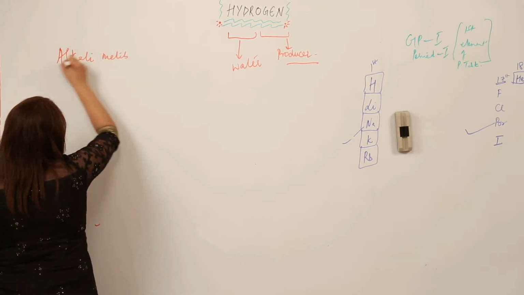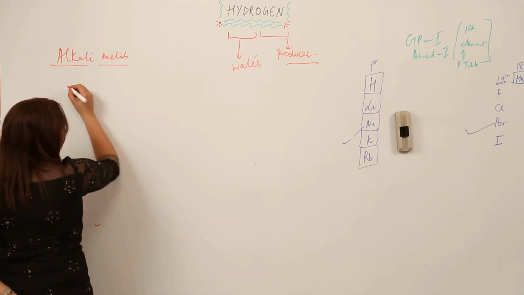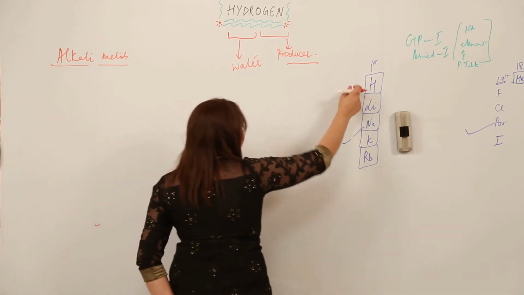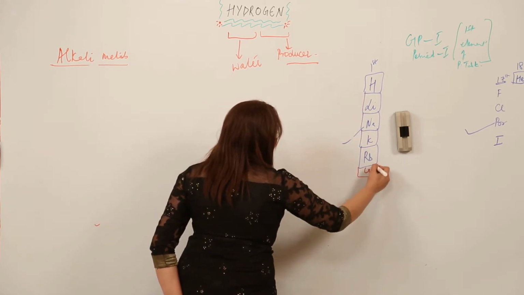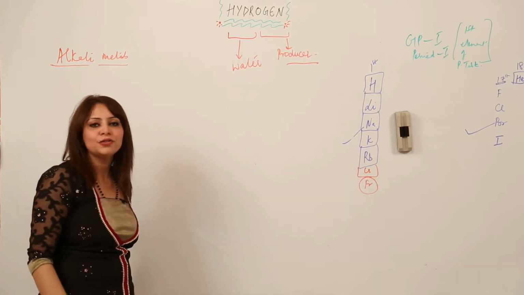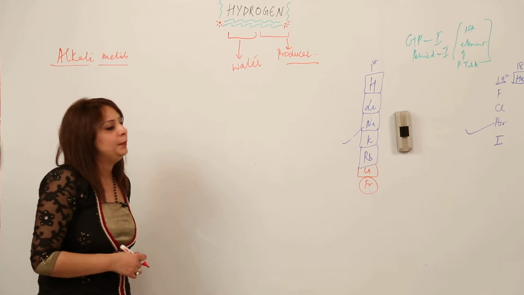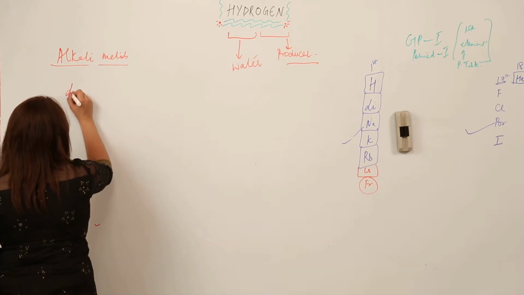Now, what kind of similarities does hydrogen show with alkali metals? Alkali metals are the first group, leaving hydrogen. We have lithium, sodium, potassium, rubidium, cesium and francium. We are not taking francium because it is radioactive, so it shows properties different from its group members. So I am taking the alkali metal group starting with lithium.